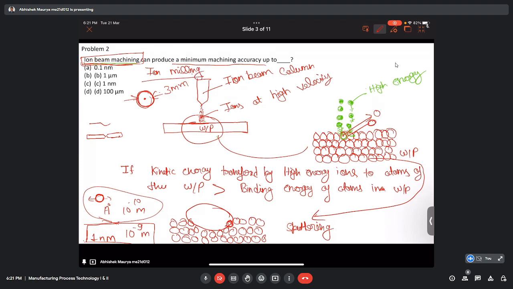So the correct answer for this problem is one nanometer. Okay, so is it clear to everyone? Do any of you have any doubt? Shall I move to the next problem? Okay, it seems there is no doubt, so I am moving to the next problem.